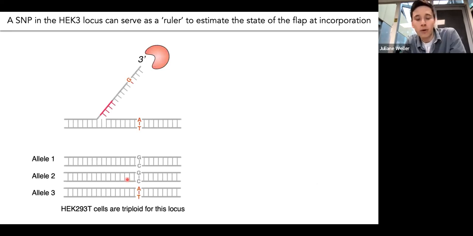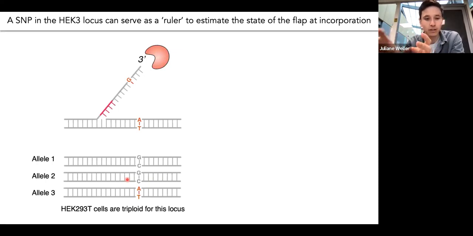And our hypothesis was that the reason we see this is that the nuclease can digest away the flap. And we have some data that points towards this. And we can make use of a little trick.